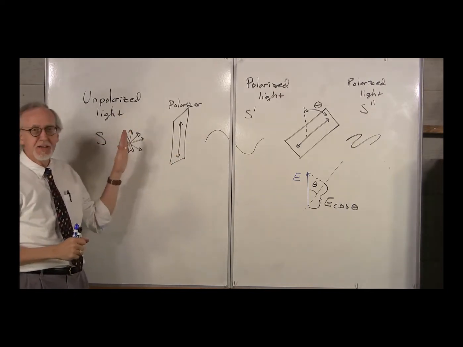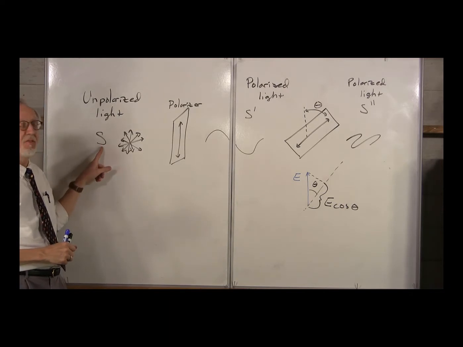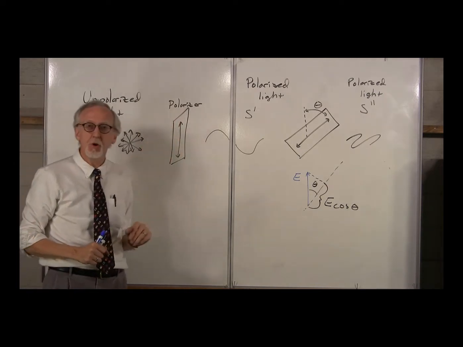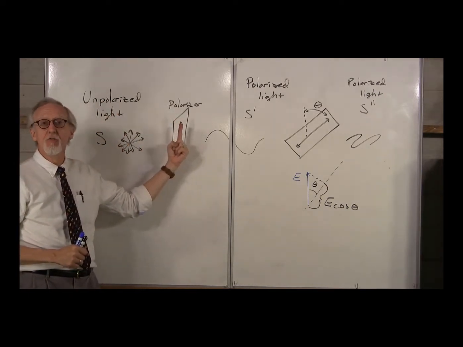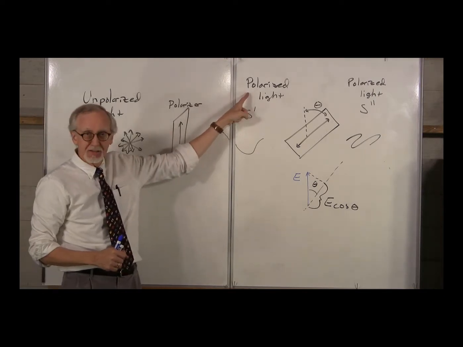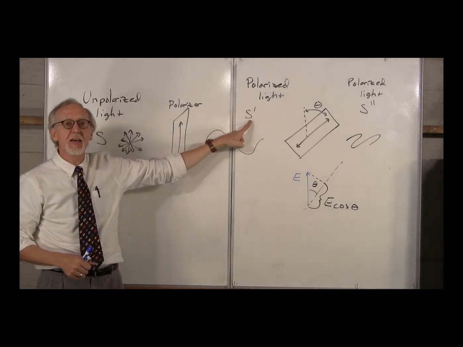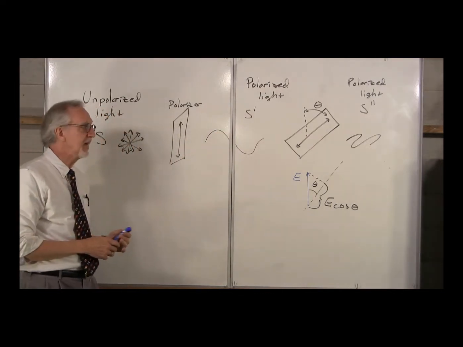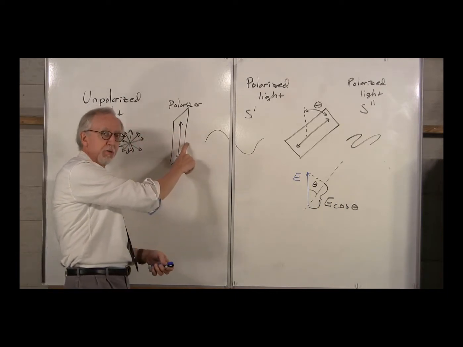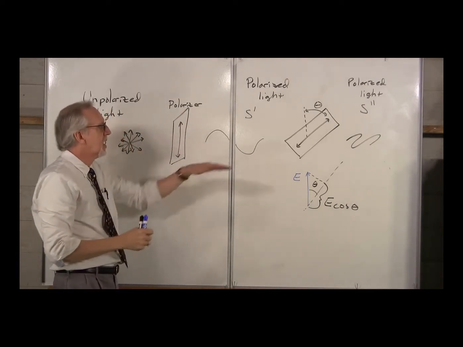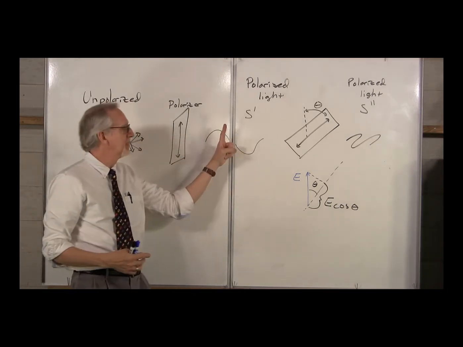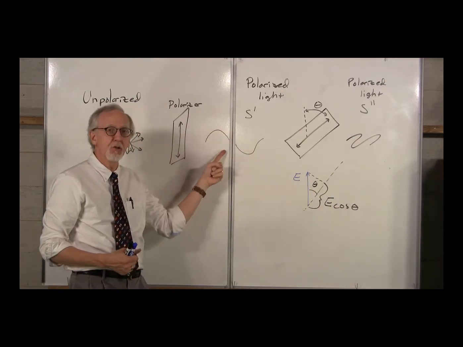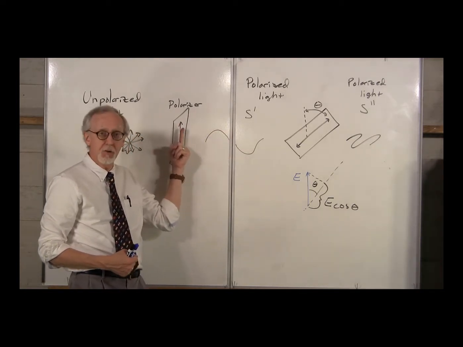So we've got unpolarized light with an initial intensity of S. That light then passes through a polarizer that, let's say, is oriented vertically. We then end up with polarized light, and let's say the intensity is now S prime. How is S prime related to S? We'll come back to that in just a second. But the important thing is, when the light passes through this polarizer with a vertical polarization, our light is now polarized in the vertical direction. Once light passes through a polarizer, it is then polarized in the direction of the polarizer.